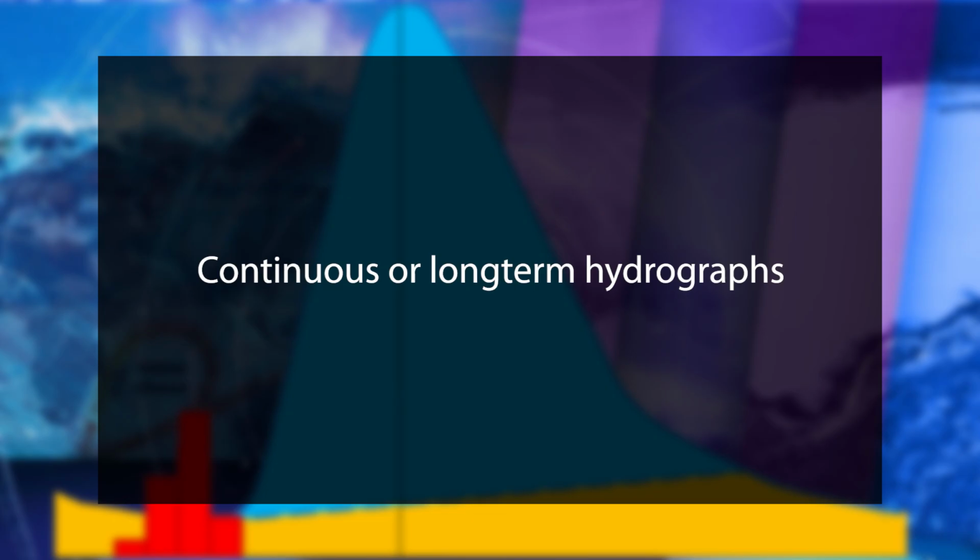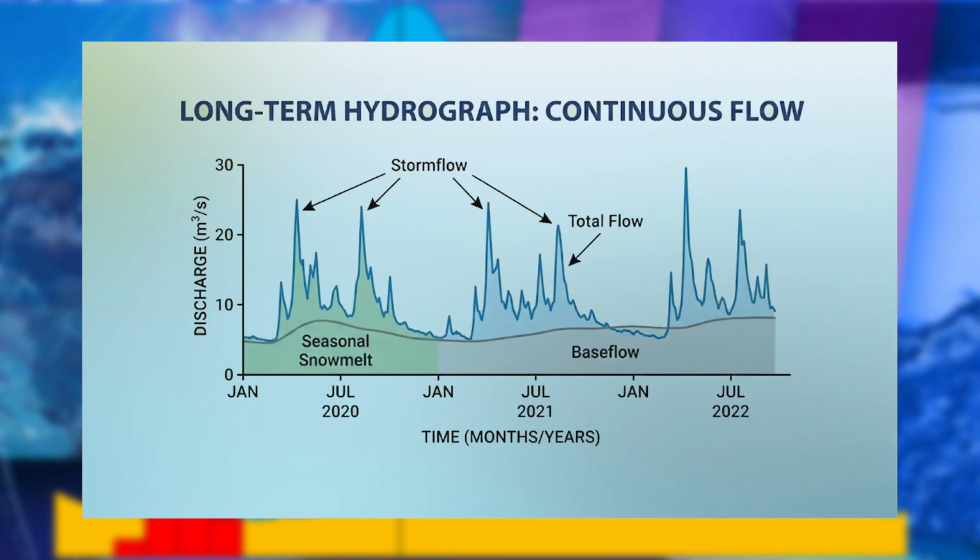assessments. The eighth type of hydrograph is continuous or long-term hydrographs. These show flow over extended periods, integrating storm flow, base flow, and seasonal change. They highlight cyclic behaviors such as wet and dry seasons or trends related to watershed changes, for example, urbanization, and are useful in monitoring hydrological regimes and identifying long-term trends like climate change impacts or groundwater depletion.